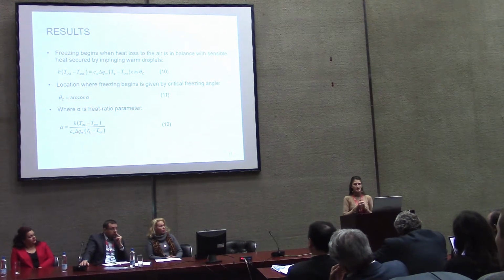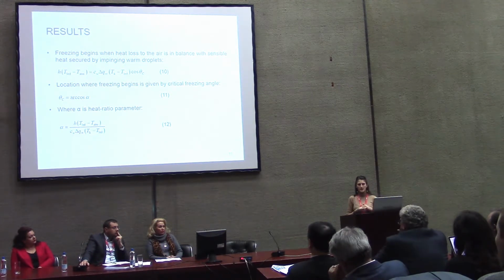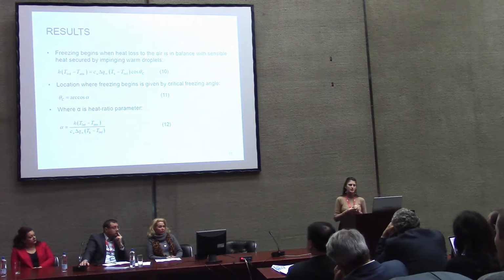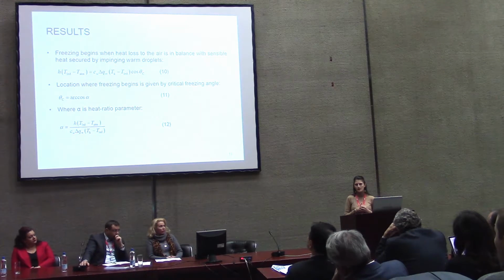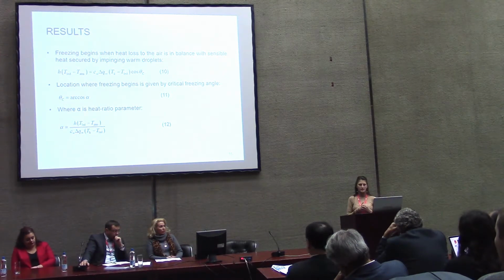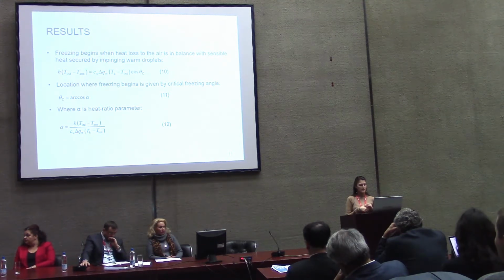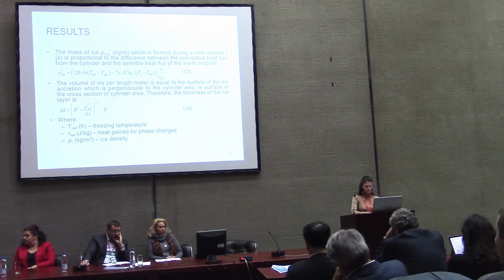So it was also necessary to determine the location where freezing begins, and that location is obtained from the condition that heat loss to the air is in balance with sensible heat secured by warm droplets. And the location where freezing begins is given by the critical freezing angle, equation 11, where alpha is the heat ratio parameter.